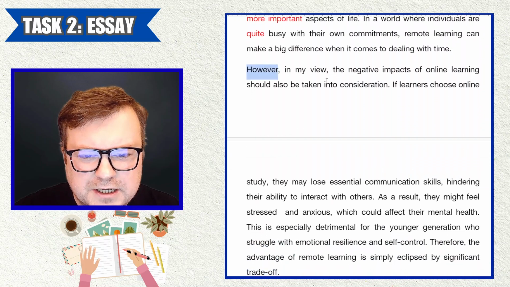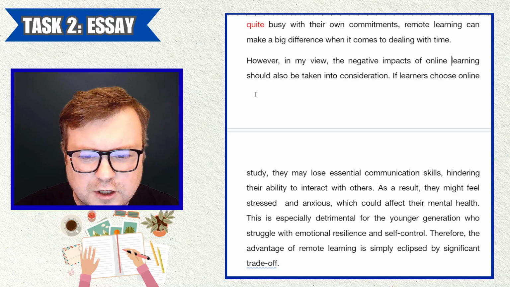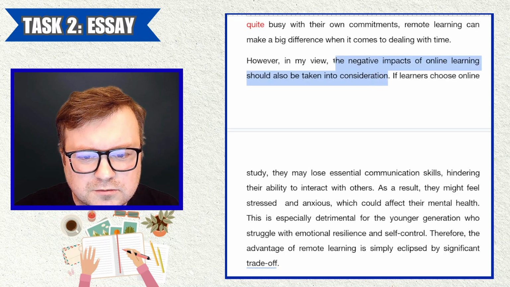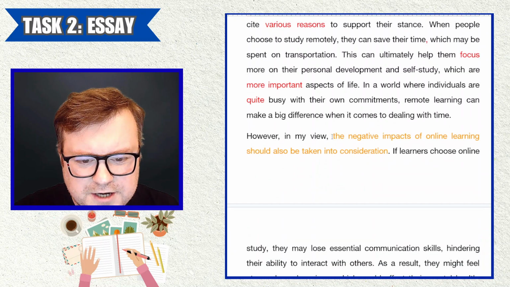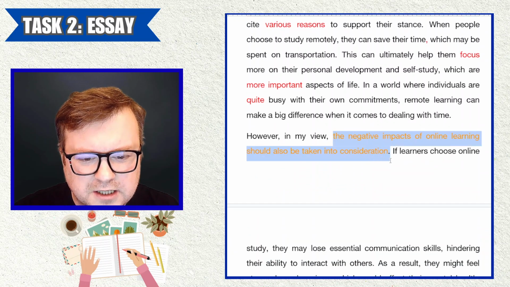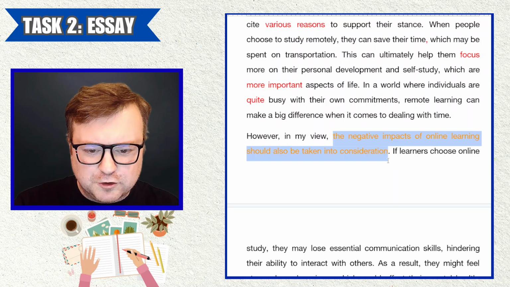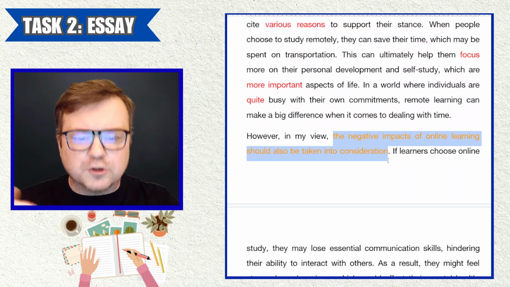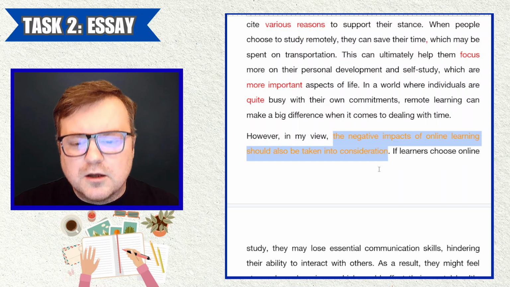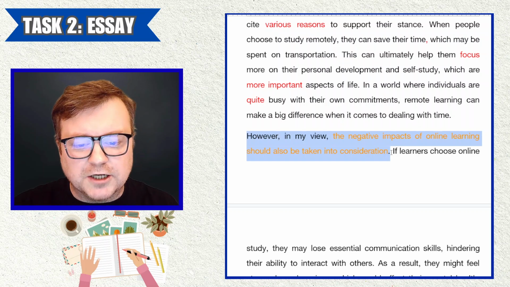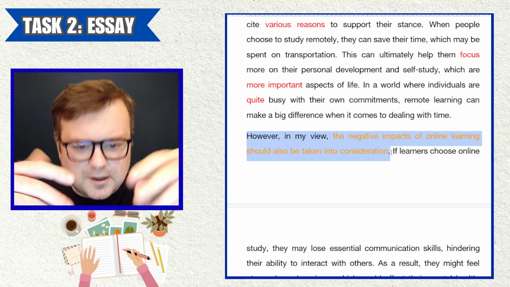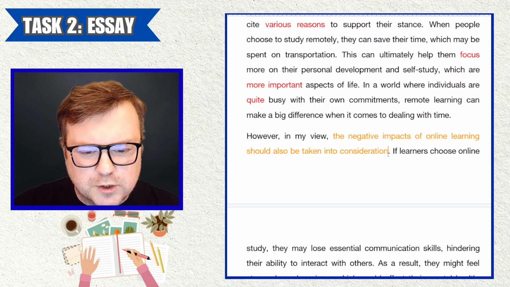Okay. However, in my view, the negative impacts of online learning should also be taken into consideration. Yeah, we know. You've said this here, right? It is important to acknowledge its detrimental effects on society. The negative impacts of online learning should also be taken into consideration. So you don't have to repeat the general language. General language in the introduction, topic sentence of a paragraph. However, one downside of online learning is, and then explain that. So you're too slow getting to your main point.